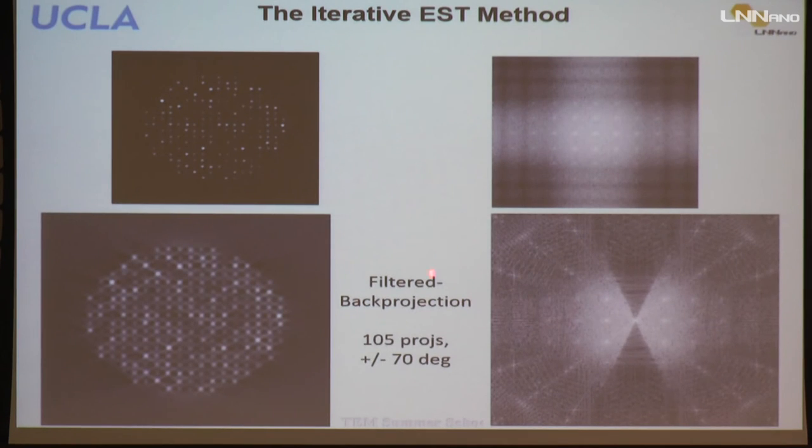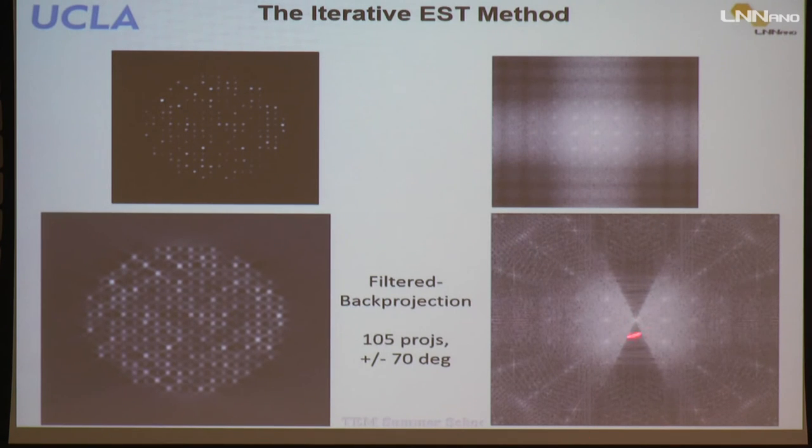When you do the filtered back projection with the missing wedge, it means I don't measure the full 180 degrees. I measured only up to plus minus 70 degrees, and projections from 70 to 90 degrees are missing. So this is our original object and its Fourier transform, and this is a filtered back projection from the projections with the missing wedge. You can see here, this is the missing wedge. From 70 to 90 degrees, we don't have information in Fourier space. This is not measured, and filtered back projection cannot retrieve the data here.